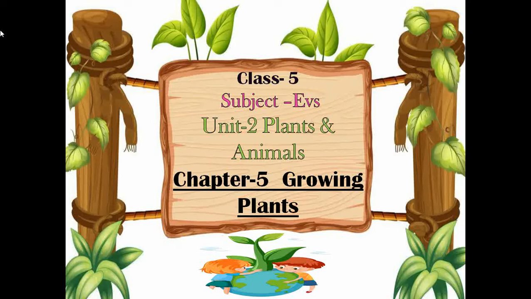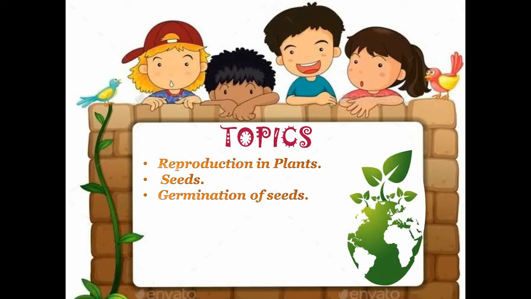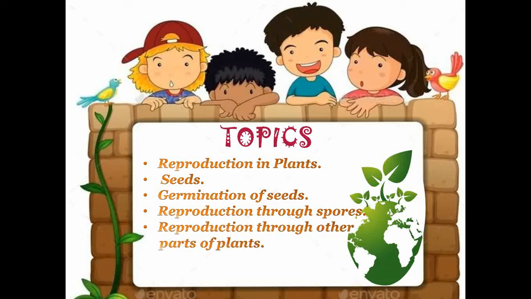In this chapter, we will cover the following topics: reproduction in plants, seeds, germination of seeds, reproduction through spores, reproduction through other parts of plants, and last but not the least, seed dispersal.